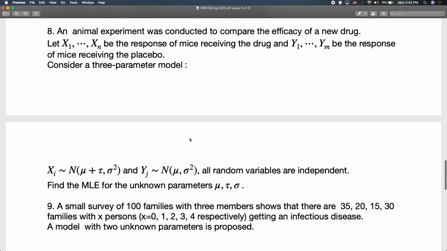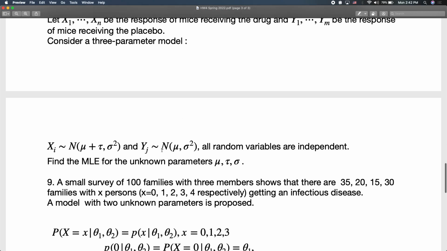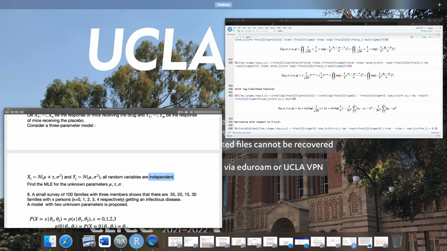Okay, question 8. So two samples and then three parameters. x1 to n and y1 to m, and two normal distributions. Again, keyword: independent. So find the MLE of the three parameters.